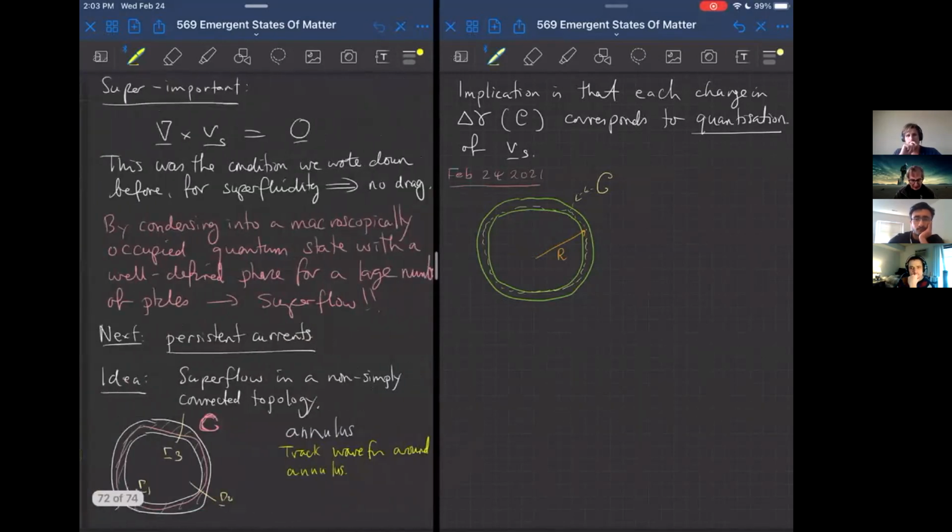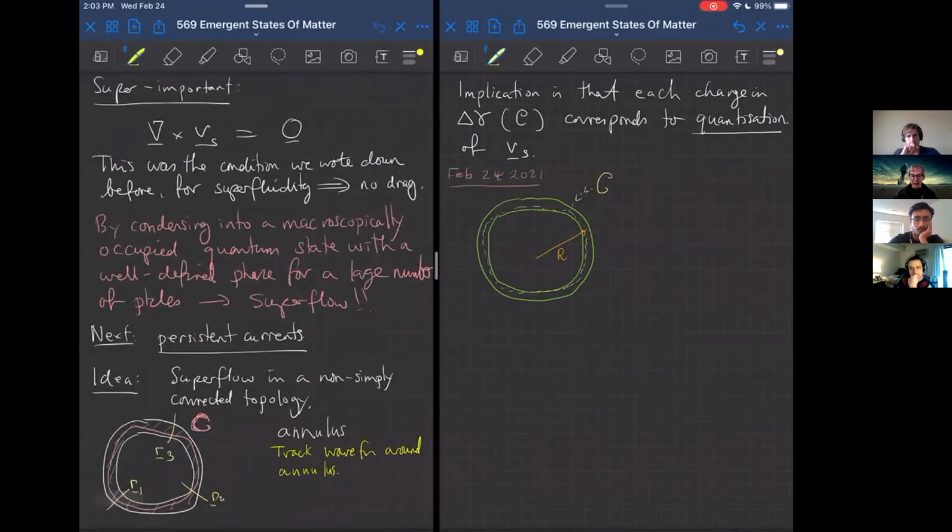And what that means then is that because it's the gradient, that implies automatically that the curl of the velocity field is going to be equal to 0. And so that's exactly the condition that we required for superfluidity. In other words, the condition that we get no drag.